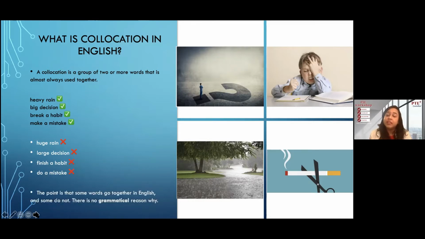So the point is that some words always go together in English and some do not. So heavy rain, these two words go together. Huge rain, it never goes together. And the point is there is no grammatical reason why. I can't give you a set of rules that you can follow to make collocation. It's just the way it is. Native speakers make the rules, and there is no specific reason behind that.